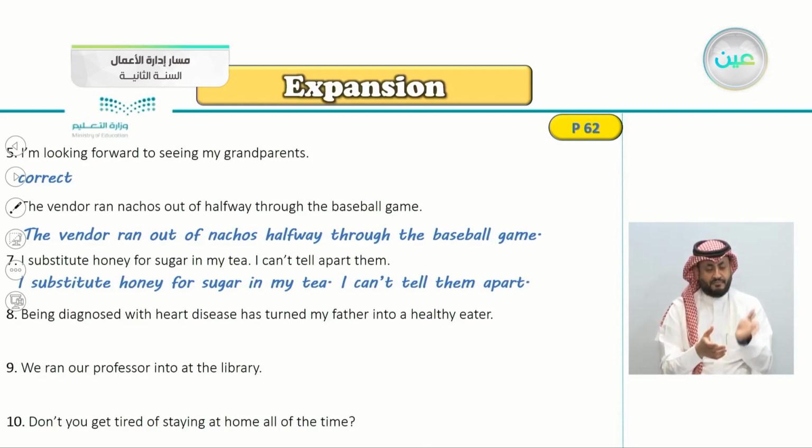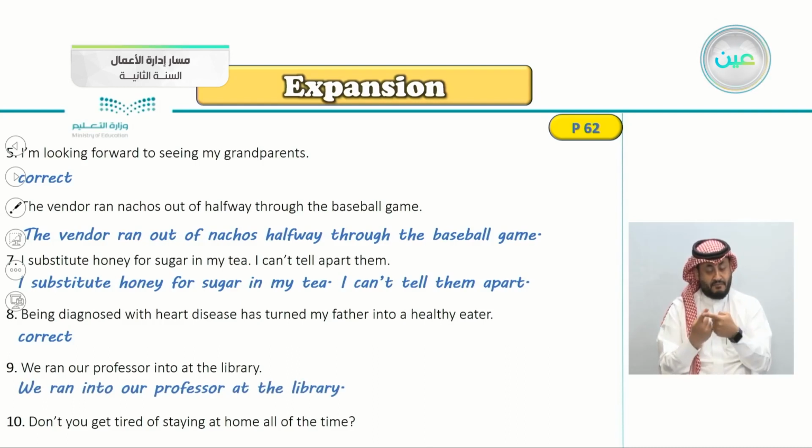Number 8, being diagnosed with heart disease has turned my father into a healthy eater. So number 8 is correct. Turned my father into. There's nothing wrong here. Number 9, we ran our professor into the library. Is there something wrong here? Yes, of course, and the correct answer would be: we ran into our professor, by coincidence, of course.